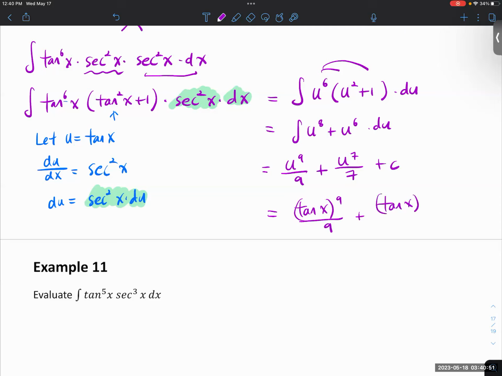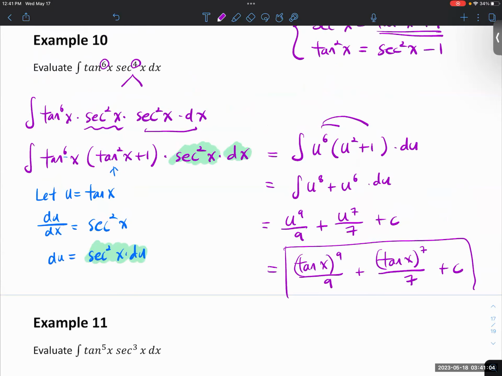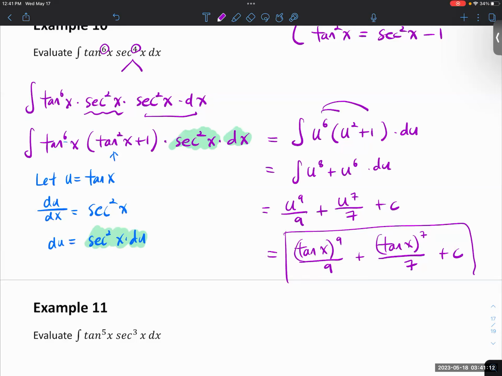Tangent x to the 7 over 7 plus c. So you can make it simpler, simpler, simpler. How do you feel? Does it make sense to you? The more you practice, the better you feel, because you're going to gain better confidence. So one last question for today.